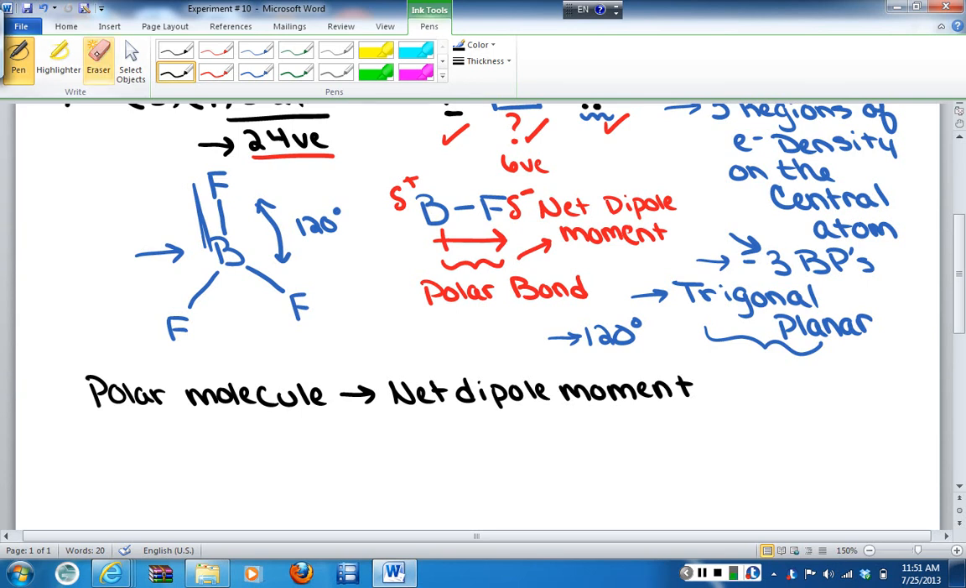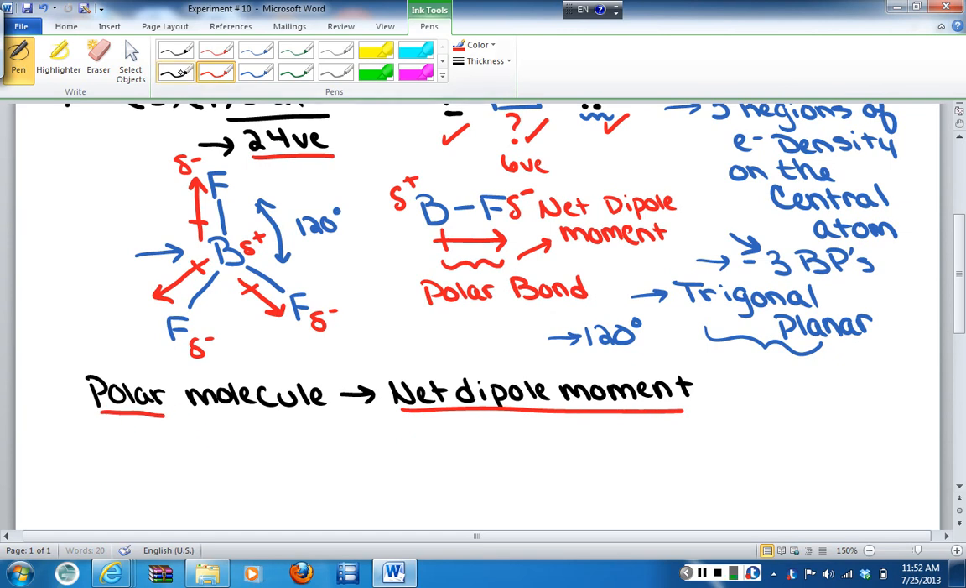Now, if we look at boron trifluoride, we know that each individual bond is going to look like this, where we have each bond and we have a partial positive on the boron and we have a partial negative on each of the fluorine due to differences in electronegativity. Now, what you have to consider, though, is do they all cancel each other out, or is the molecule pulled to one side or the other? So when the molecule is pulled, meaning you have a net dipole moment, it is polar.